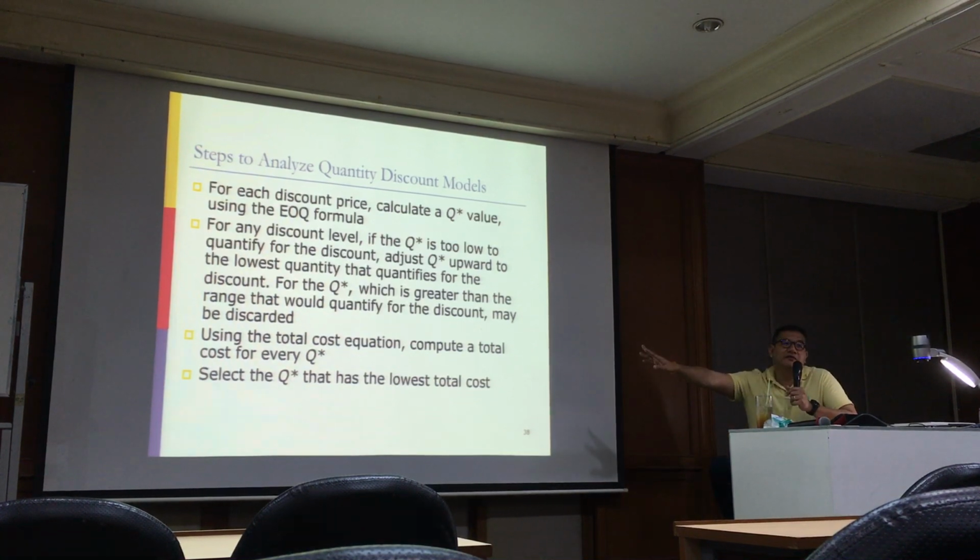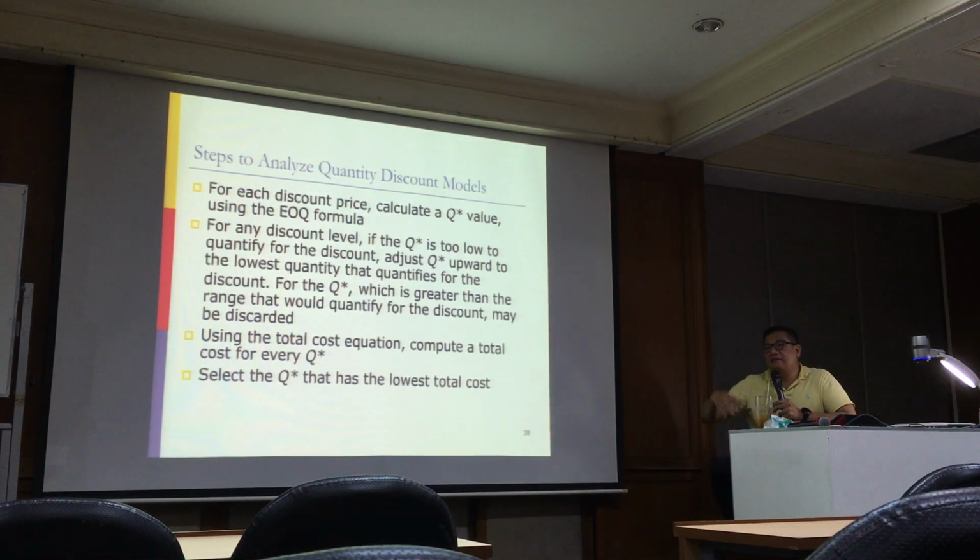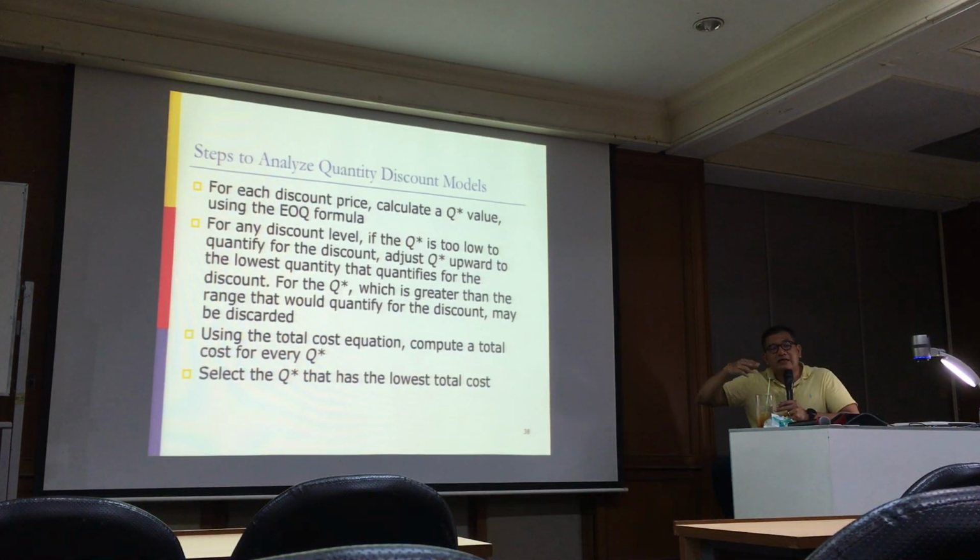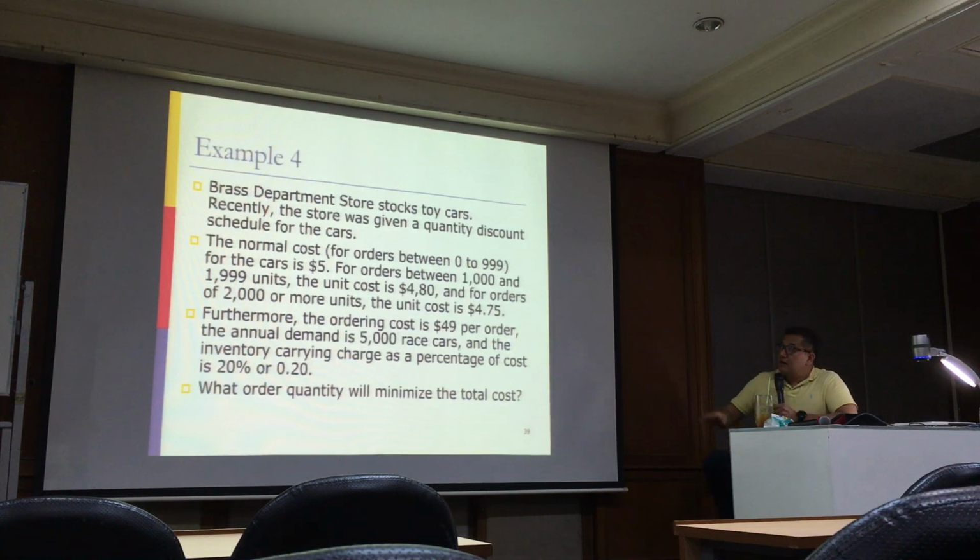Just cut it off. And then the third step is that, based on the remaining levels that you have, you calculate the total inventory cost for each level, and then see which level provides the lowest total inventory cost, then you use that level to make an order. Okay, for example, I'm going to show you based on this example.